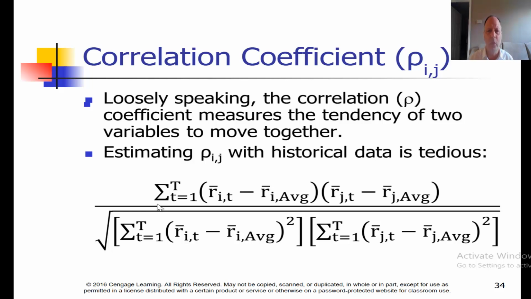The correlation coefficient can be calculated with the formula shown below: the summation over each year of the rate of return of a stock minus its average, times the rate of return of a second stock minus its average, then divided by the standard deviation of each stock.